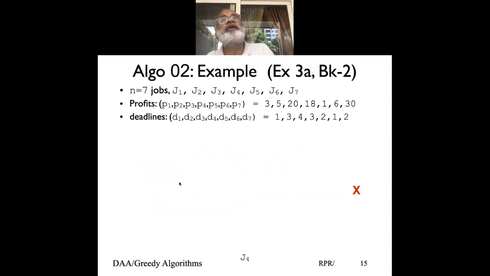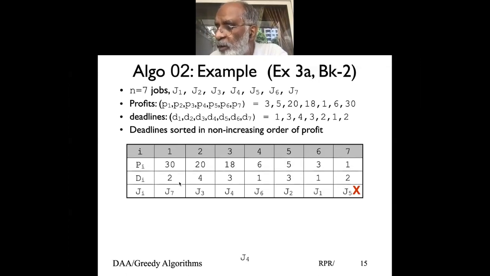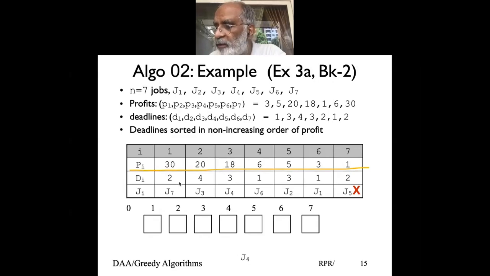We are not moving jobs. Once a job is scheduled, it remains there, it doesn't change, and we continue the process. Again, the jobs are sorted in decreasing order of their profit. Now look at these slots. My first job is J7, deadline is 2. So we schedule the job in slot 2, and we know my profit is 30.